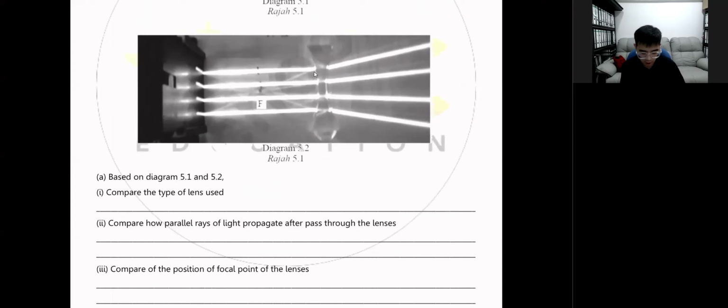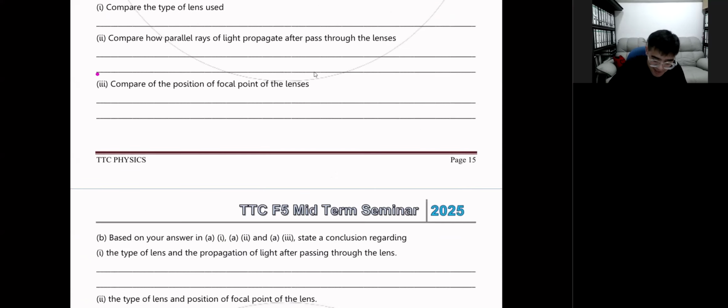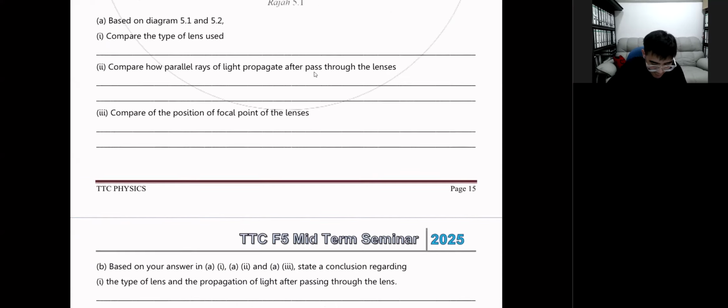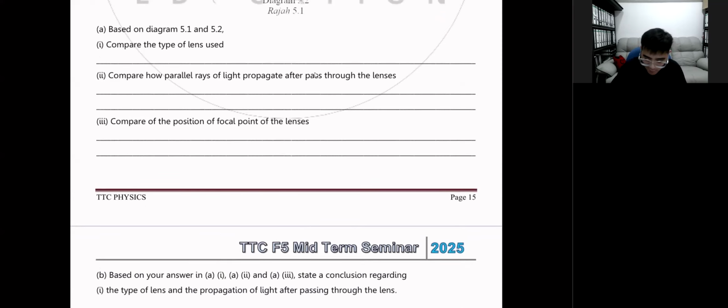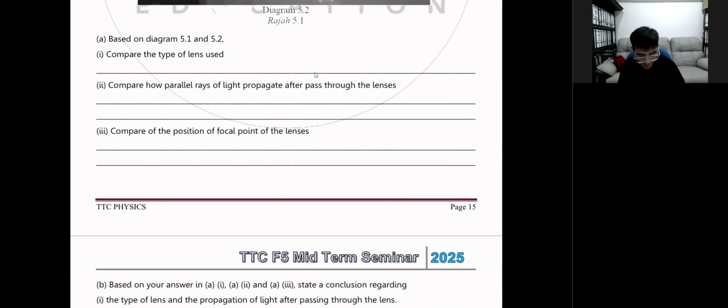So in question A, the question asks, based on diagram 5.1 and 5.2, compare the type of lens used in diagram 5.1 and 5.2. So you have to compare and contrast them. Do you still remember the name of the lens? The lenses are named after their shape. The one in diagram 5.1 is called a convex lens because the shape of the lens is convex. So just write: the lens in diagram 5.1 is a convex lens, and in diagram 5.2 is a concave lens.